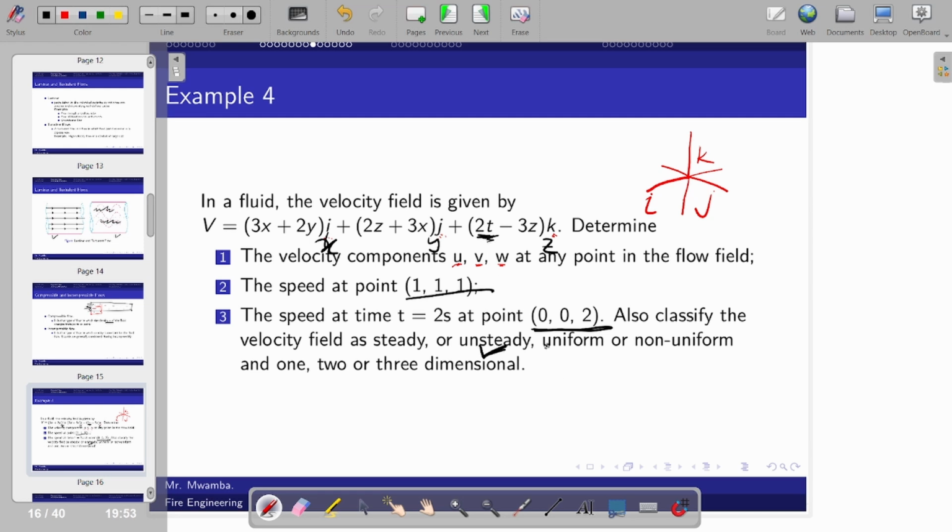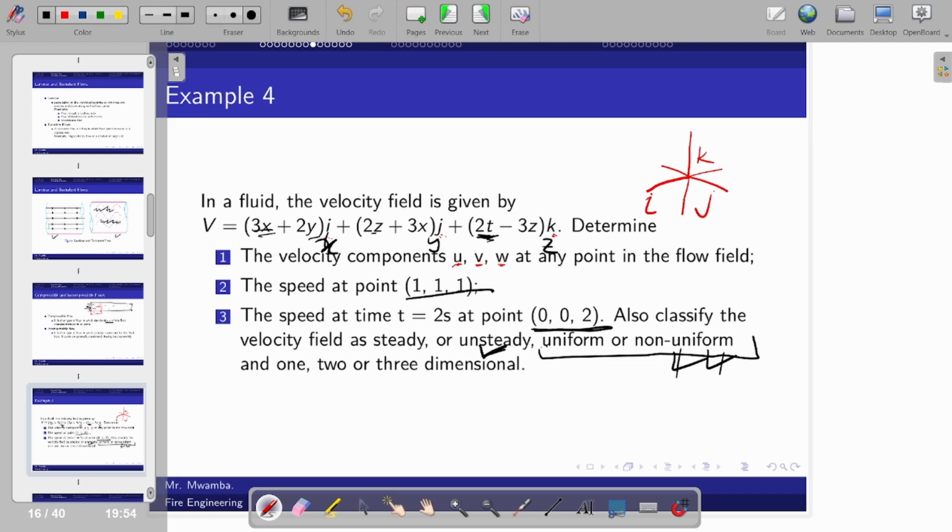Now, next, is it uniform or non-uniform? The question to ask is, are the flow variables dependent on space? And of course, there are space coordinates here. There's x, there's y, there's z. So the flow is uniform. Okay, sorry, it's non-uniform. So be careful. Have you seen the way I'm also getting caught up with this? So it is non-uniform because it is dependent on the space coordinates.